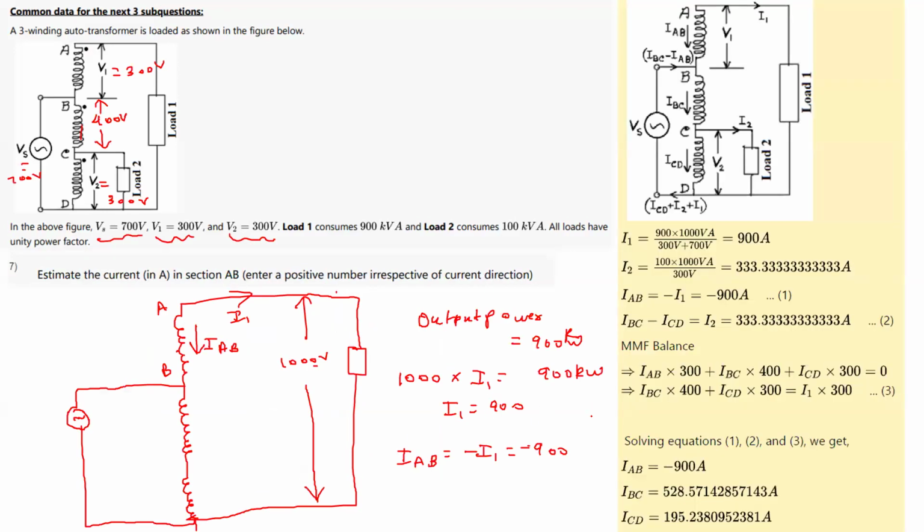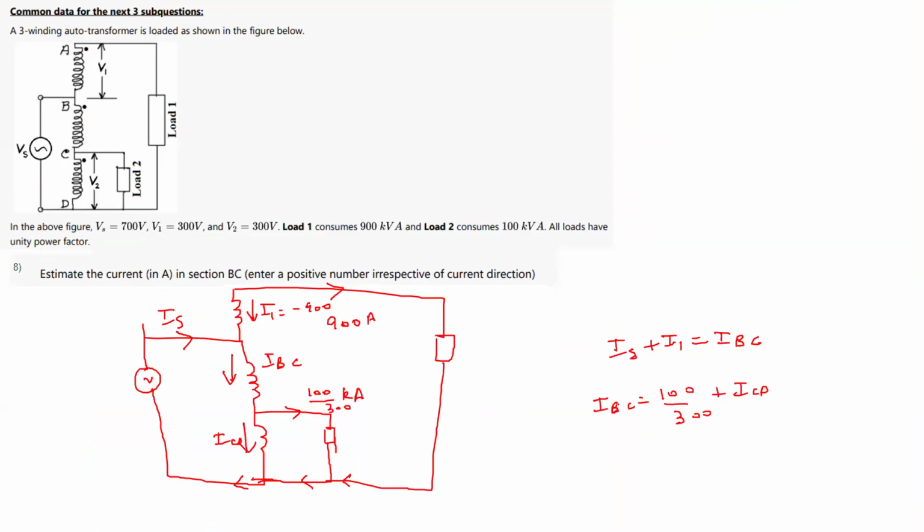Okay, so you can do it like this, and there is one very simple way. You can do it in this way also. So this is ICD plus I2 plus I1, because this loop is ICD and this loop has I1 here. And here we have IS, so IS is ICD plus this I1, which is 900. So you have these equations. Now instead of this I1, I can write minus 900. So you see I have three equations and three unknowns: IS, IBC, ICD.